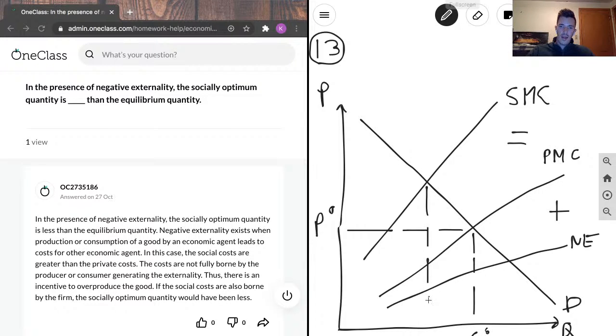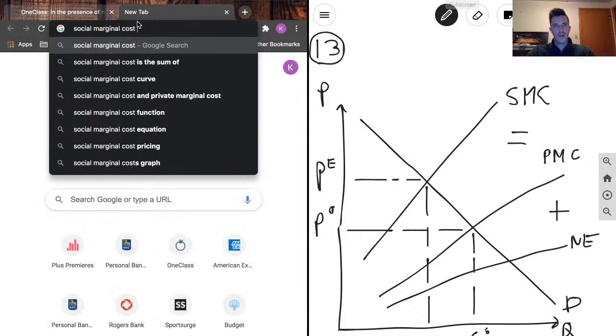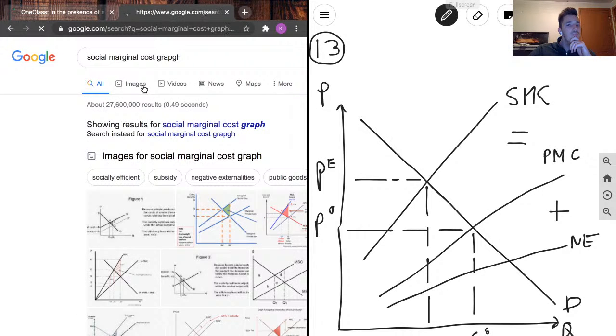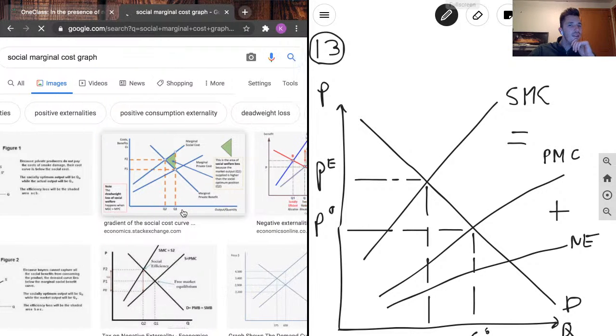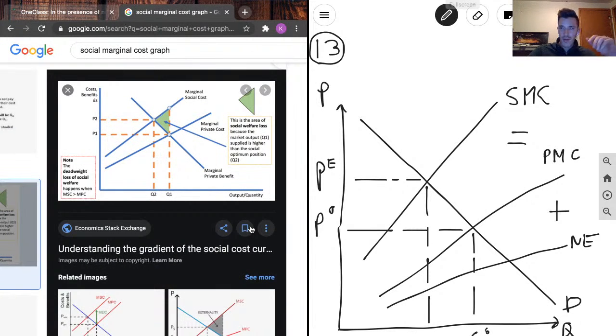there will be less demanded, QE for externality maybe, and it will be charged a higher price. I think I did that right. We're about to find out. Social marginal costs graph, maybe. Oh, this doesn't look too bad. Home run, almost.